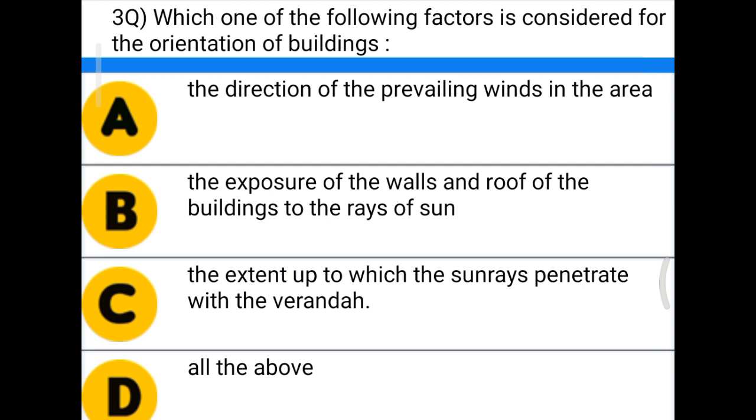Next question, which of the following factors is considered for the orientation of building? Option A, the direction of prevailing winds in the area. Option B, the exposure of wall and roof of the building to the rays of sun. Option C, the extent up to which the sun rays penetrate with the veranda. Option D, all the above. So the correct answer is option D, all the above.